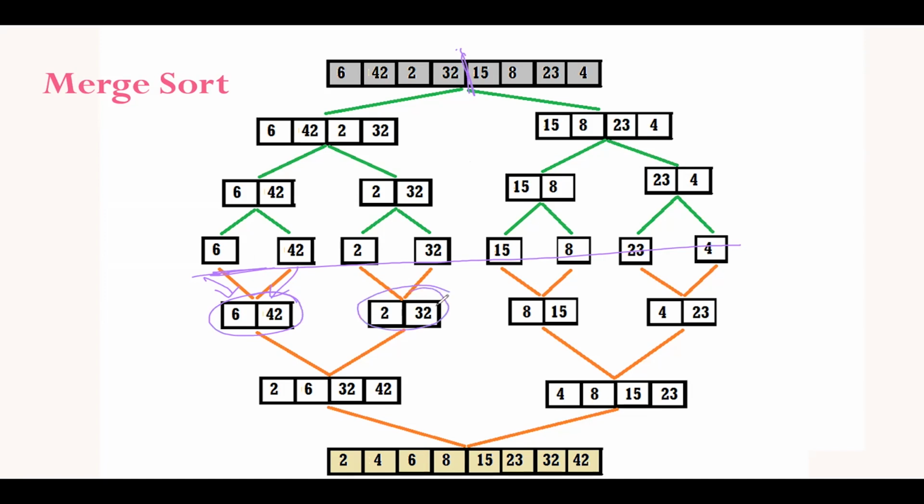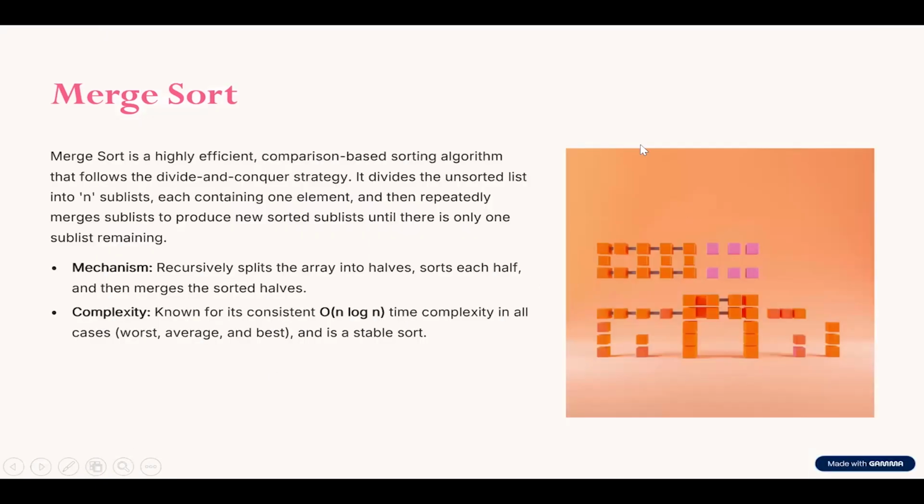As you can see here, 6 comes first, 42 comes next, 2 comes first, 32 comes next. Here, 8 has been merged first, and then 15, 4, 23. When we start merging, it is in a sorted way. Next, again, we will merge these two. When I'm merging, once again, I will compare the elements and merge them in a way that gives a sorted array. The final array is also merged, and this also gives a sorted array. So this is the concept of merge sort, which is purely the divide and conquer method. Merge sort is a highly efficient comparison based sorting algorithm that follows the divide and conquer strategy.